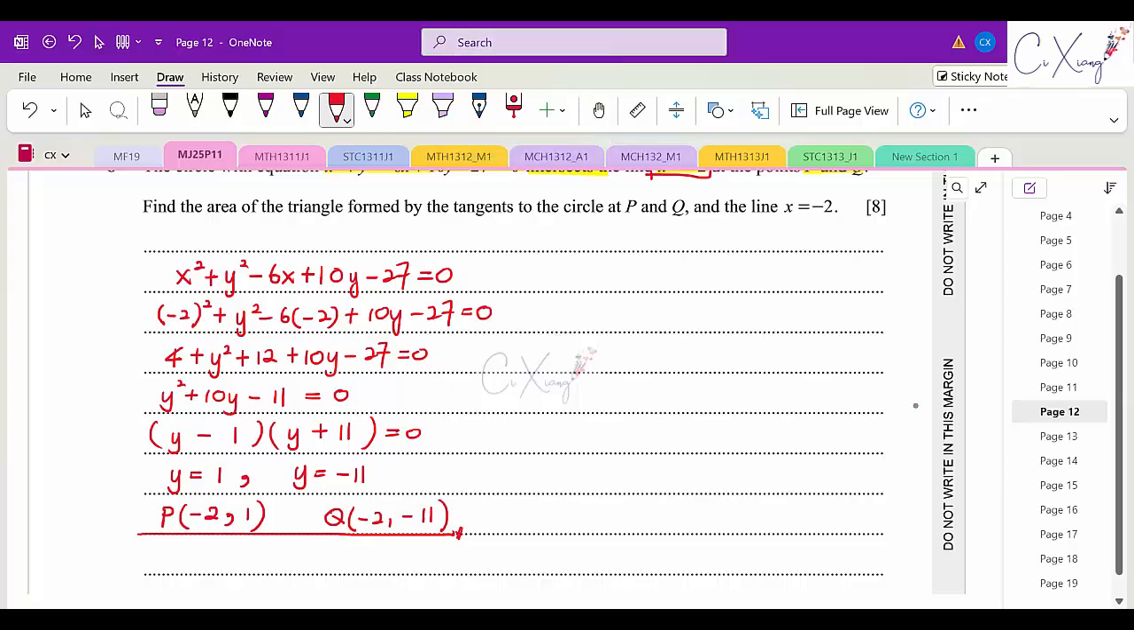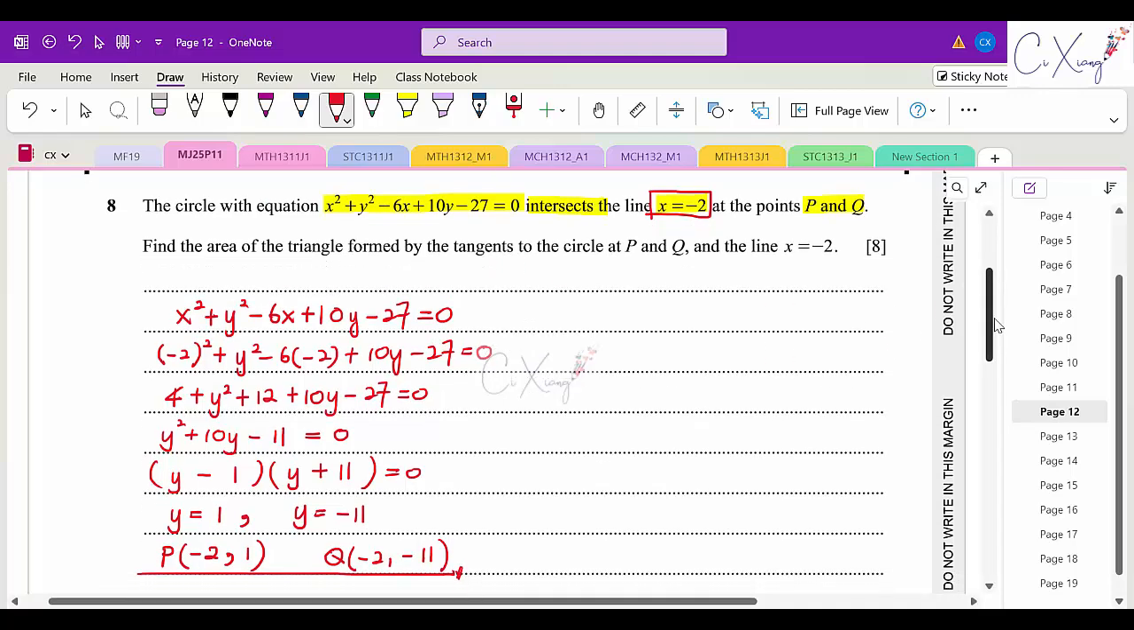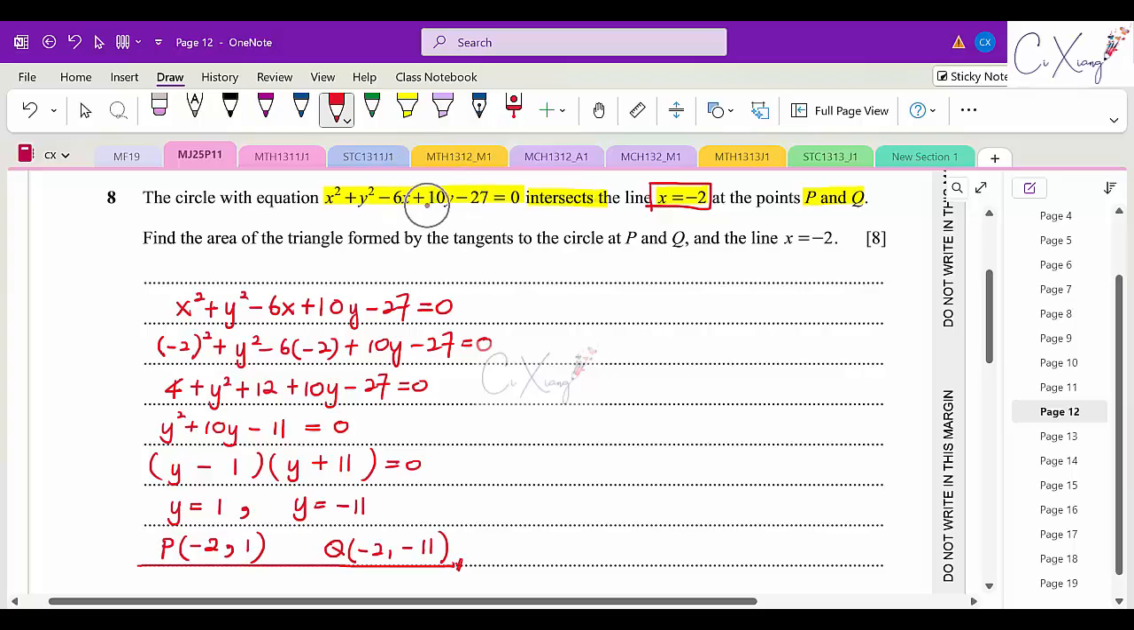Okay, then now, because they are interested in finding the area of the triangle formed by the tangents to the circle at P and Q, and also the line x equals negative 2. So before I continue here, I need to know how my circle looks like and also what's the center of the circle, because you might need to use it to get the equation of the tangent later, right? So let's talk about the center of the circle. To get the center of the circle, we need to complete the square for this equation so that we can get the standard form. Then only we can continue further from here.